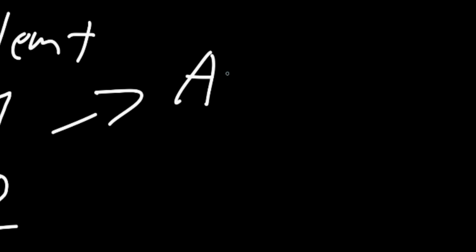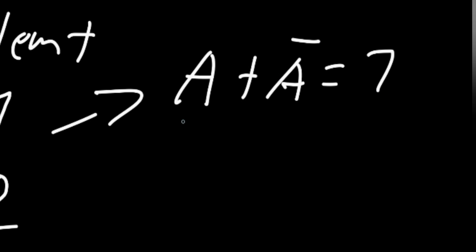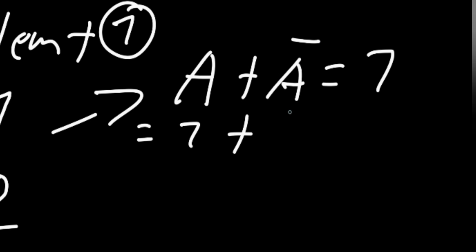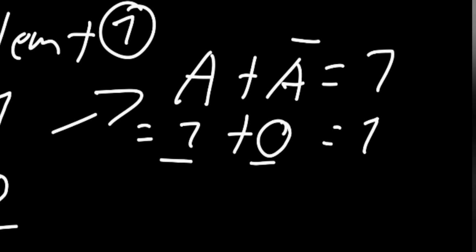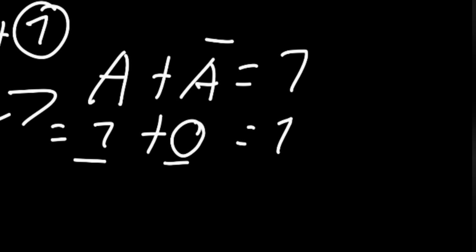For example, A plus A complement gives us 1. How? Let's say A is 1. A complement is always the opposite of A, so it is 0. 1 plus 0 will give us 1 as per the OR gate rule, so it is true.